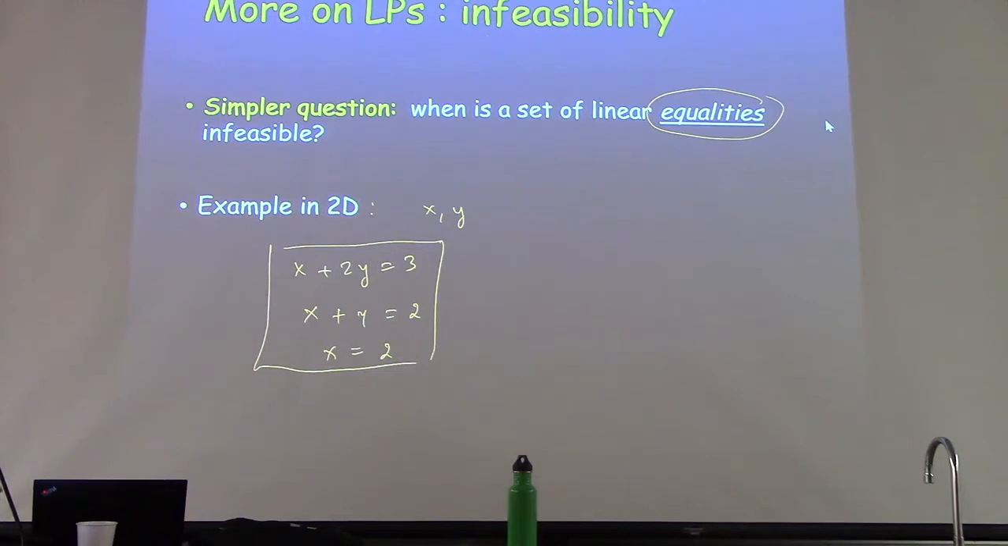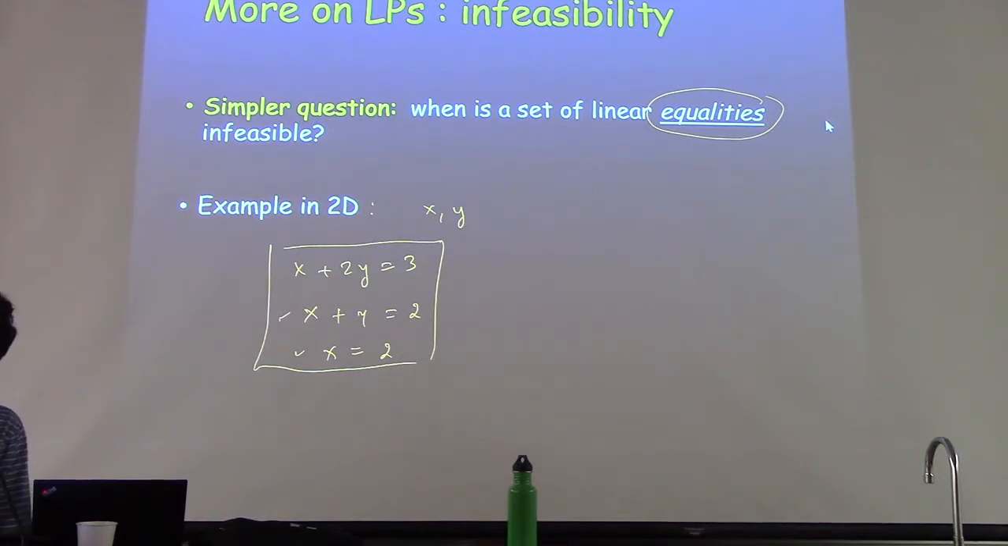Why not? Because if x has to be 2, that means y should be 0, which contradicts the first. Right. So you can work this out: if x is 2, then y has to be 0, and this is easy to substitute and check.